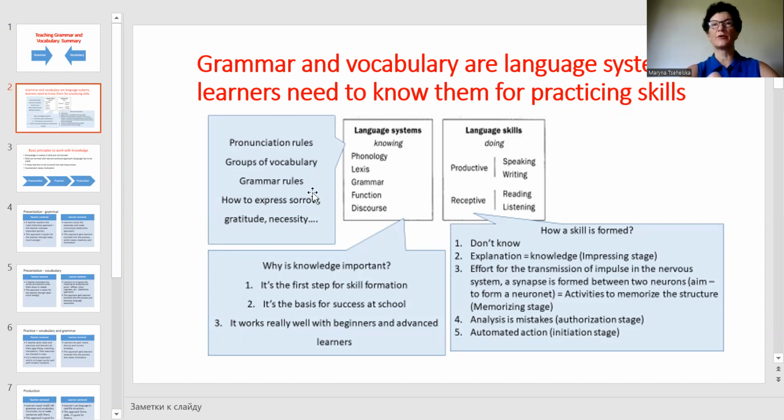However, we remember that knowledge has to become a skill. And knowledge is very important. It is the first step for skill formation. Also, it's the basis for our kids' success at school. So we really need it. And now we'll review how we form it.